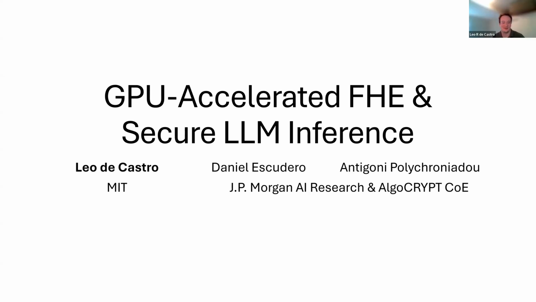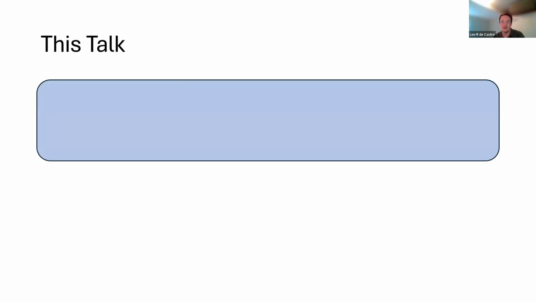Okay, yeah, thanks so much for accommodating the remote talks. Sorry for the technical difficulties. Yeah, so trying to not cut in too far into the break. But yeah, so this is, as Alex said, we're going to talk about GPU accelerated FHE and secure LLM inference using this new implementation. This is joint work with Daniel and Antigone at JP Morgan.